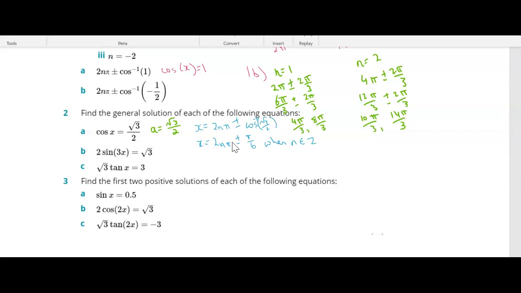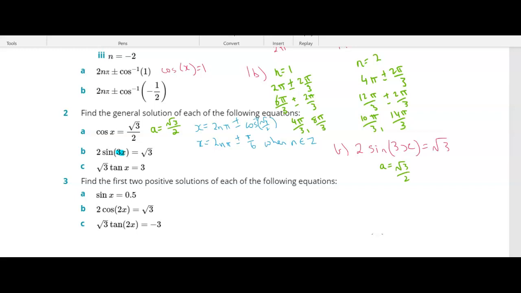All right, question B is slightly different because we do have that 3x. So it does make things a little bit different. So let's do that one. Now I know I haven't left much room. Probably I was thinking I could do them all on the calculator. All right, so 2 sine 3x equals root 3. So a is equal to, I've got to bring that 2 over, so root 3 on 2.